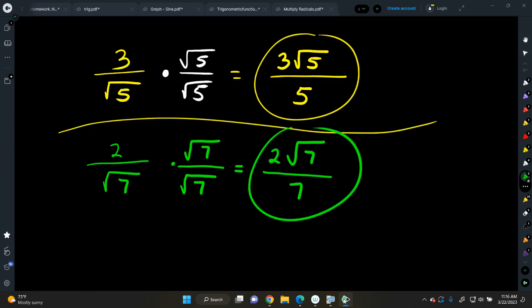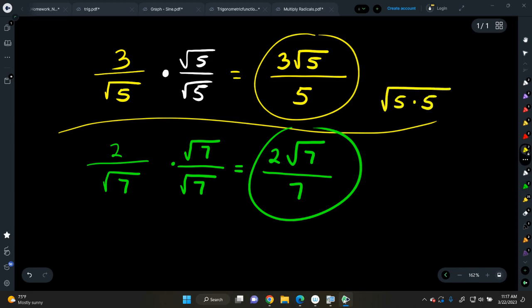Why don't you put the 7 and the 5? Why don't you put the square root on the bottom? So what we actually did, right, we had the square root of 5 times 5 when we multiply these two together. But this is a pair, so the pair comes out of the radical, and there's no more radical left. Okay?